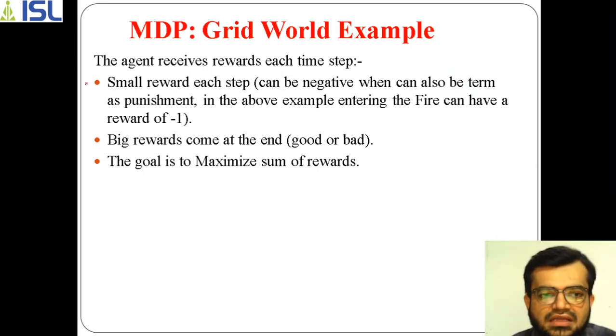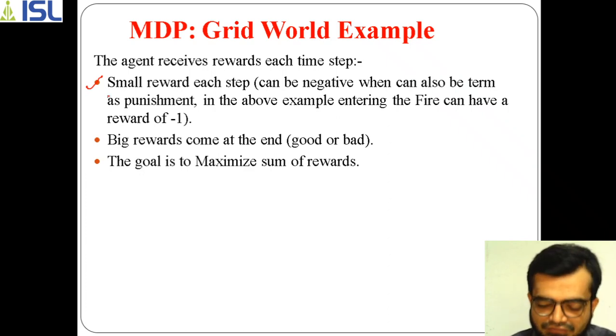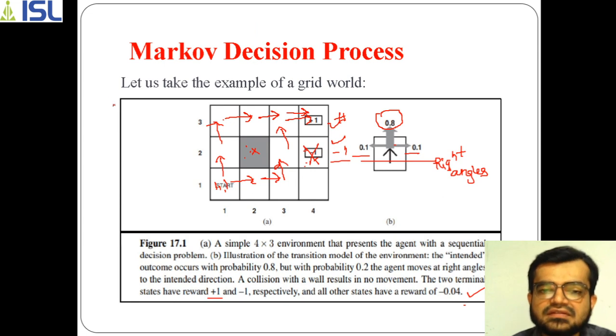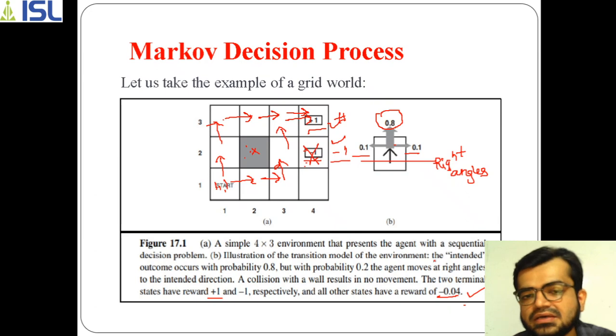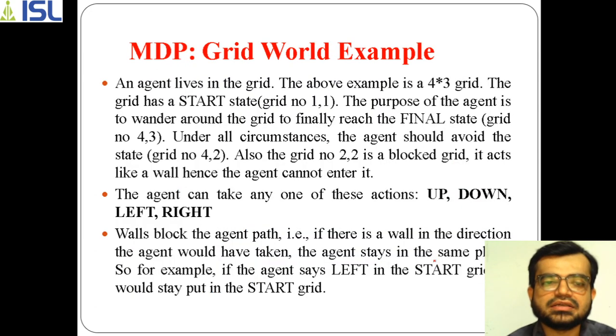Initially, if I am going from one state to another state, small rewards will be given. But when it reaches the final state, big rewards will be at these states. If it goes directly here, +1 will be provided. When it goes directly there, it will be given as -1. But other than these states, small rewards will be given, such as -0.04. So every time the agent has to learn here.